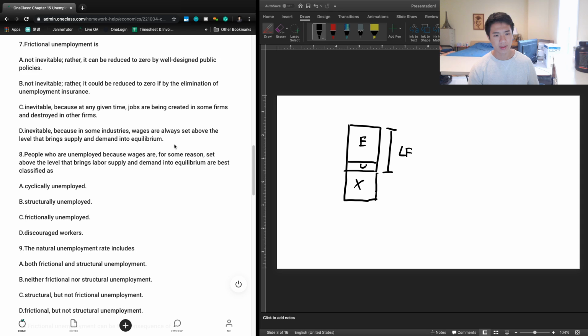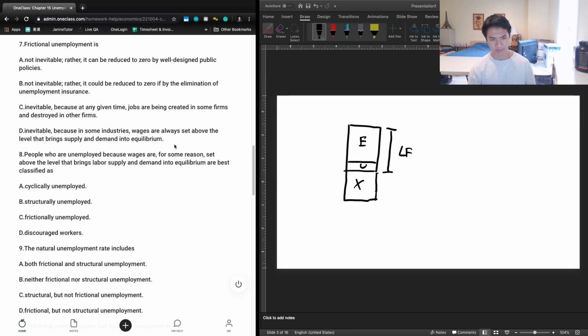C says it is inevitable because at any given time, jobs are being created in some firms and destroyed in other firms. And this is the right answer because not all firms are created equal. Some firms are going to be creating or destroying jobs, and people are going to be shuffling around between all these different firms. And so in that sense, frictional unemployment is always going to happen as people leave their old jobs and look for new jobs that are opening up. So that C is the big reason why frictional unemployment is inevitable.